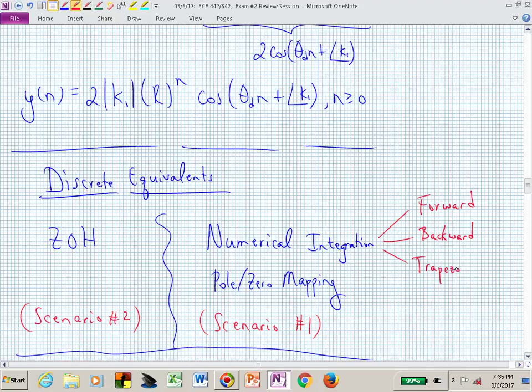And how did those arise, or how can you start to think about forward, backward, trapezoid? Do you remember? Where did those come from? Those were just how we were approximating that sliver of area that we were adding on to the total area up to time y of n minus 1. And that additional sliver we could approximate either with a forward approximation, a backward approximation, or a trapezoidal approximation. That's where those came from.